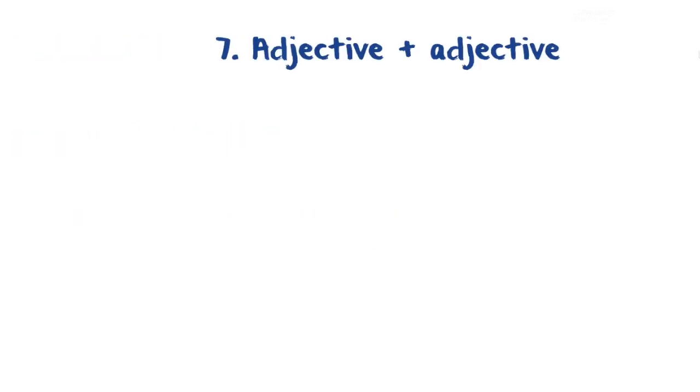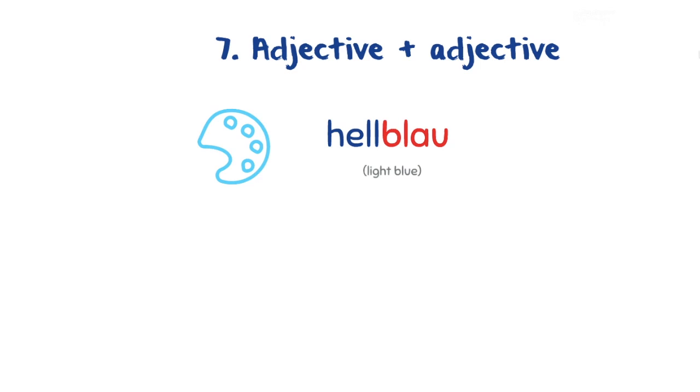The next case, adjective plus adjective. Hellblau can be translated as light blue. Here we have the vocabulary hell, which can be translated as light, plus blau, which is blue. Hellblau.